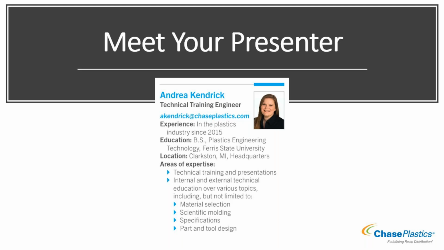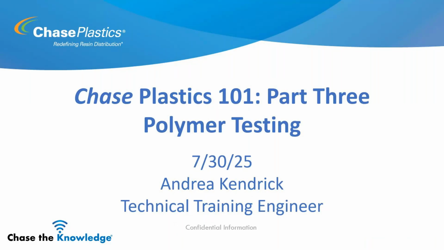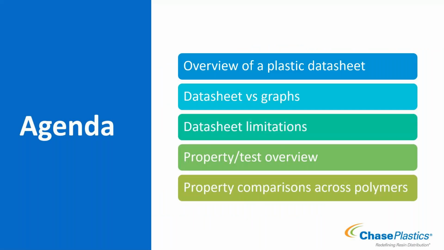Hey, good afternoon. Andrea Kendrick here. Today we're going to go over polymer testing. This is part 3 of our Chase Plastics 101. Our agenda for today: we're going to go over plastic data sheets, data sheets versus graphs, and some limitations that data sheets have. We're going to go over some property and tests overview, so review some of those property tests. And then we're going to do some comparison across a few polymers that would help get an idea of where some of those values might fall.